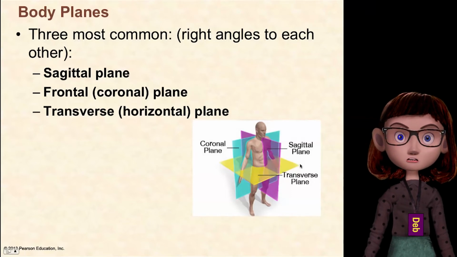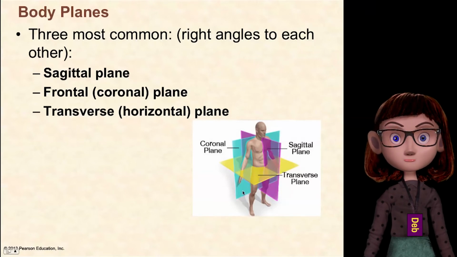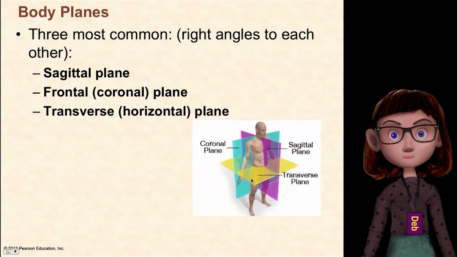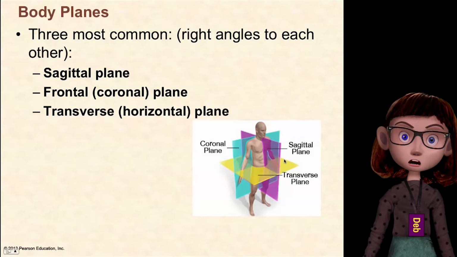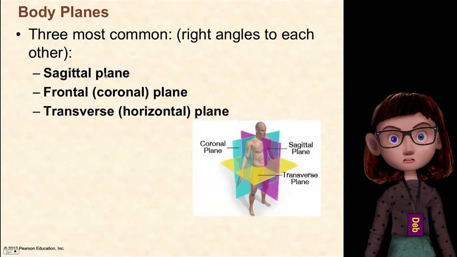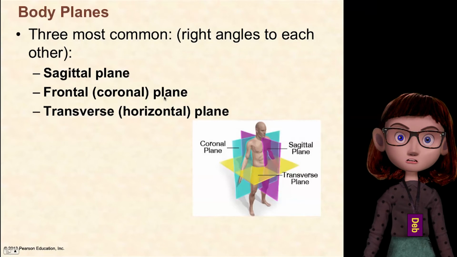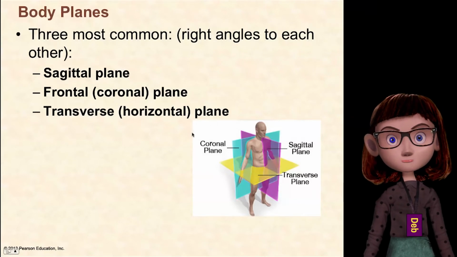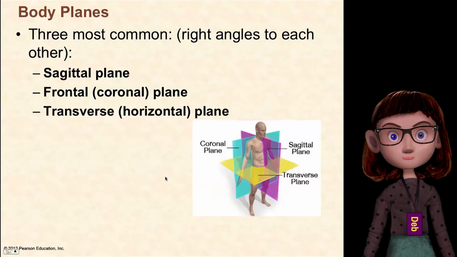The sagittal plane divides the body into left and right. And a transverse plane divides the body into superior and inferior. Sometimes this is called a cross section, we'd make a cross section that way. So we have the sagittal plane, and the frontal or coronal plane, sometimes we call coronal frontal. Transverse is also a horizontal plane.